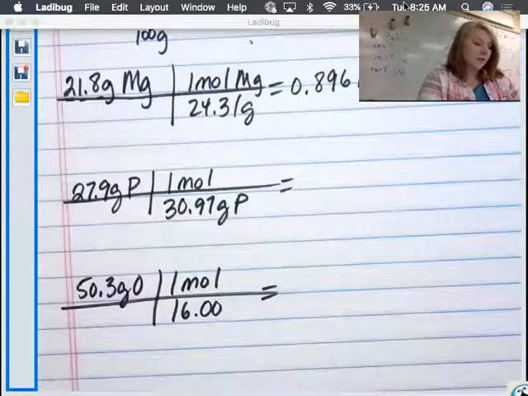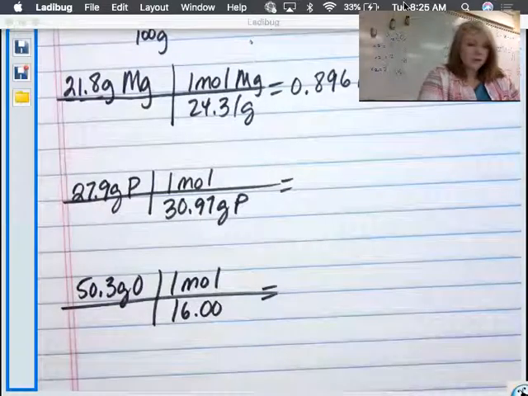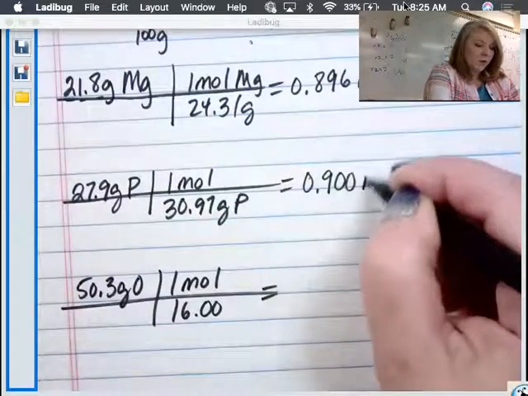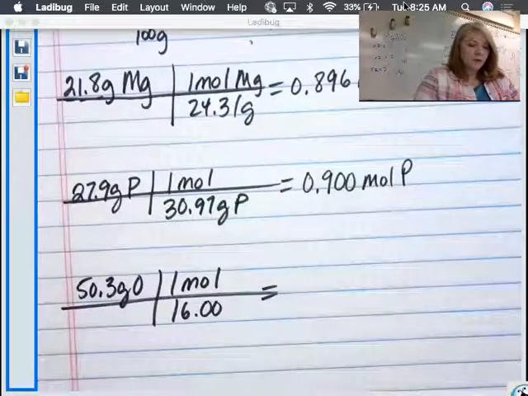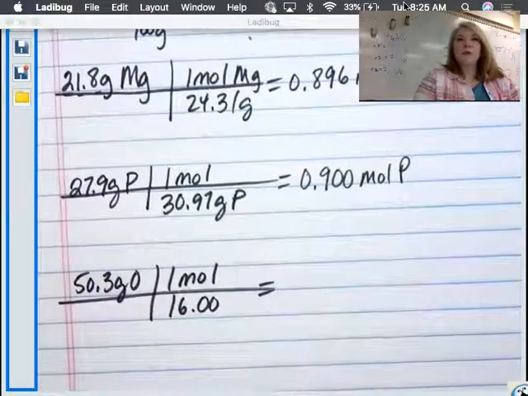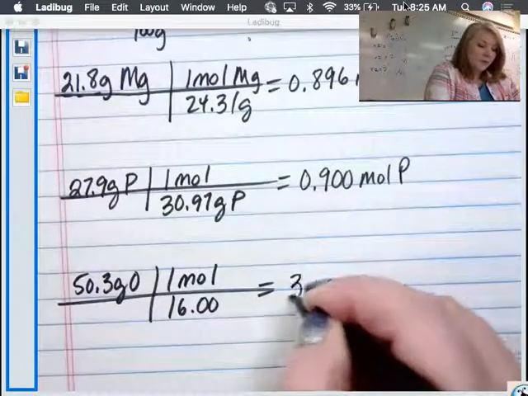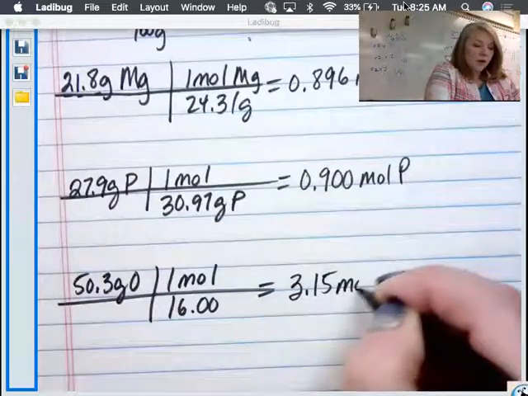JQ, you had the next one? 0.900, and that would be moles of P. All right, and Haley, what did you have for the last one? 3.15, okay, and this is moles of oxygen.